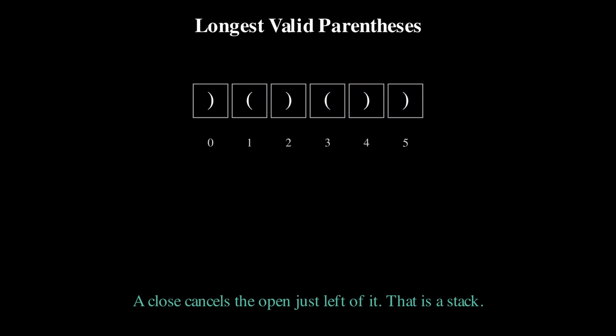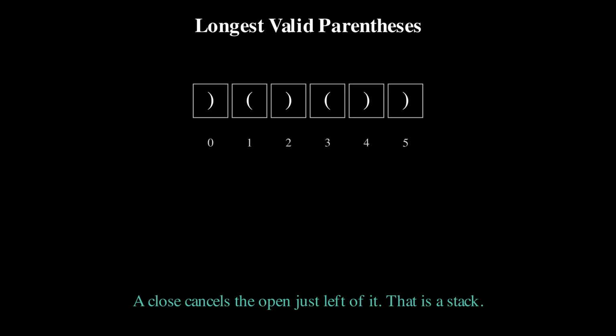So let us think about what valid really means. Every close needs an open waiting just to its left. That is exactly what a stack gives us. See an open, set it aside. See a close, it cancels the most recent open. A stack pairs brackets up for free.